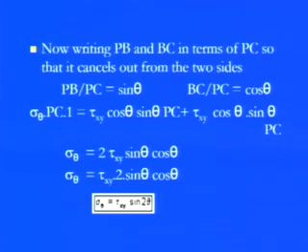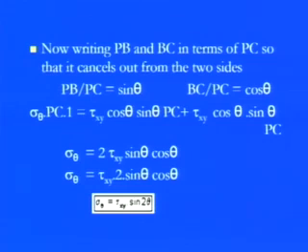Now, as I told you, PB by PC equals sin theta and BC by PC equals cos theta. If you put those PB and BC values in the previous equation, then sigma theta PC into 1 on the left hand side equals tau xy cos theta into sin theta PC, which is equal to PB, plus tau xy cos theta into, in place of BC, sin theta PC. Now PC will cancel out because it appears on both sides. So sigma theta into 1 equals tau xy sin theta cos theta plus tau xy cos theta sin theta.